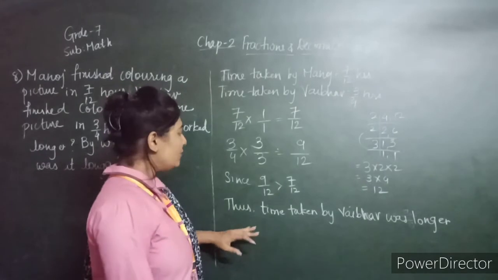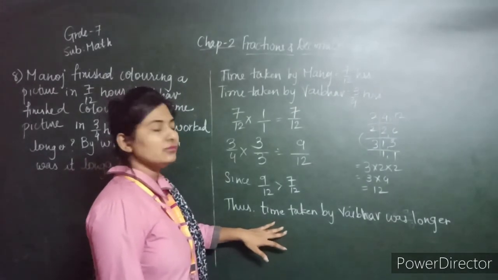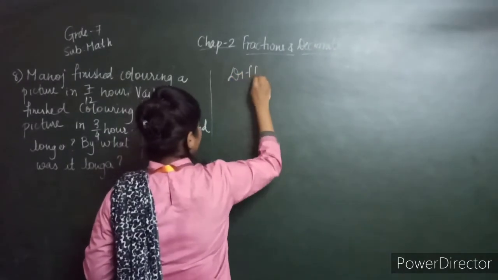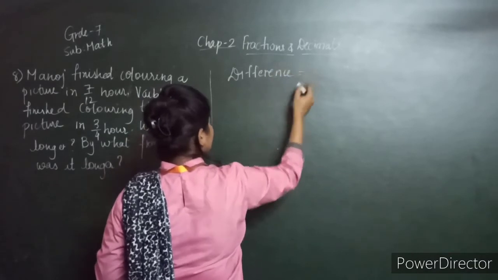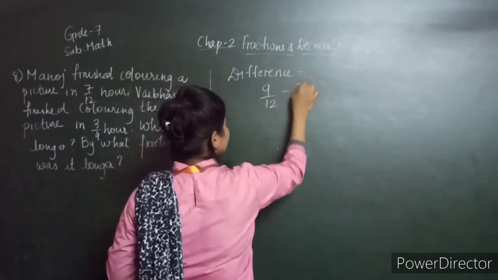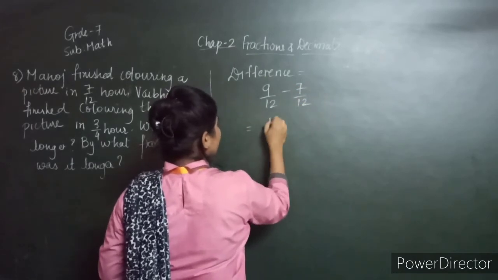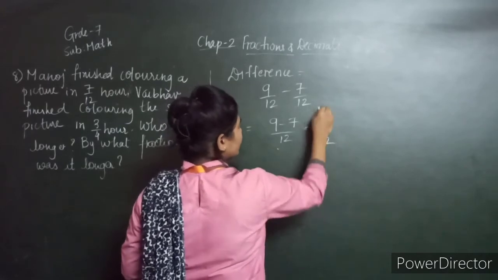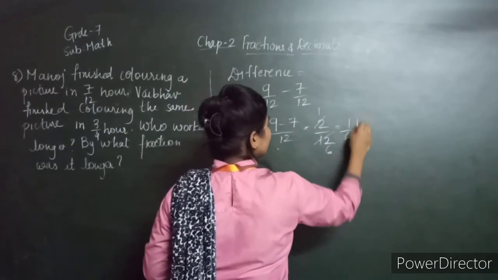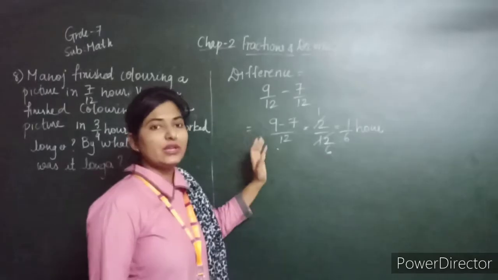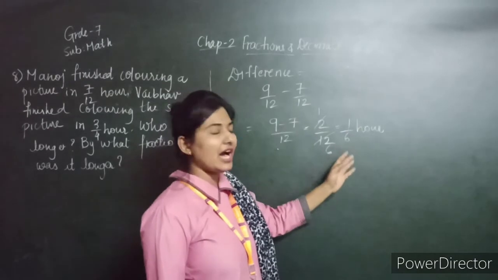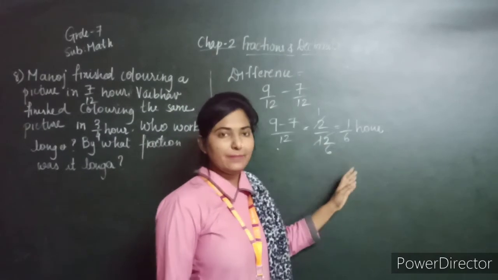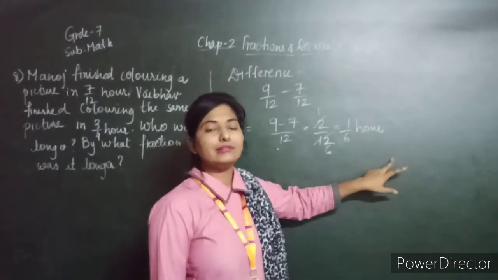Here we have to find out the fraction, how much longer time was taken by Vaibhav. So for that we have to find the difference. So difference is equal to 9 by 12 minus 7 by 12. So 9 minus 7 by 12 is equal to 2 by 12. So 2 1s are 2 and 2 6s are 12. So 1 by 6 hour. So here the time taken by Vaibhav is 1 by 6 hour longer than Manoj.